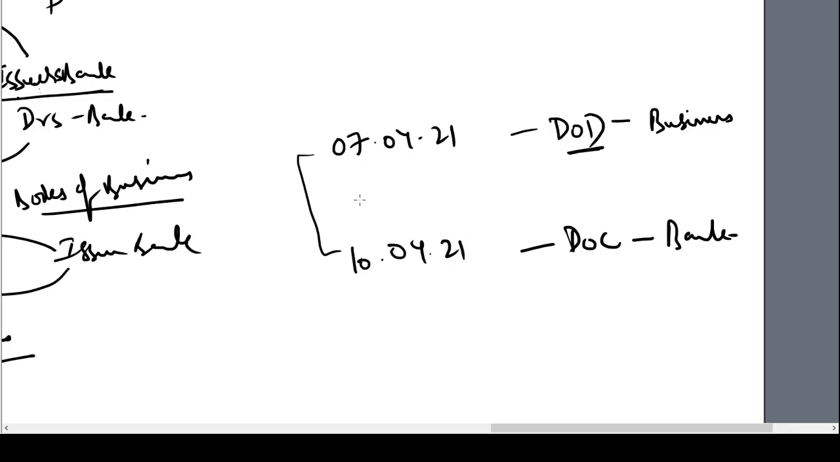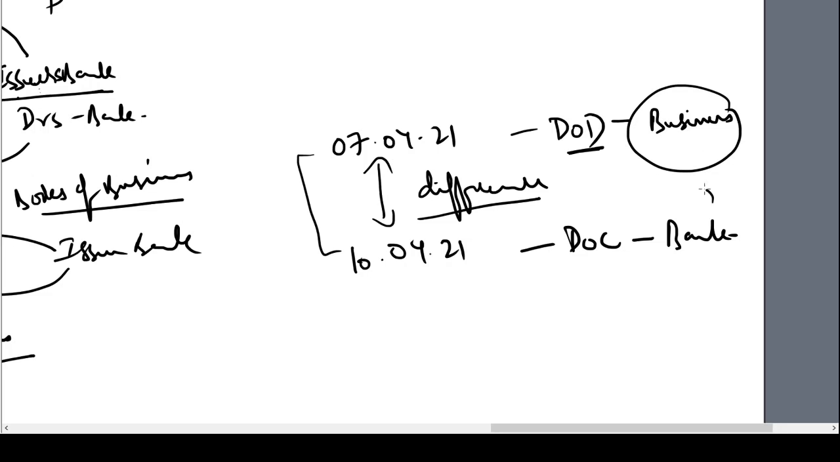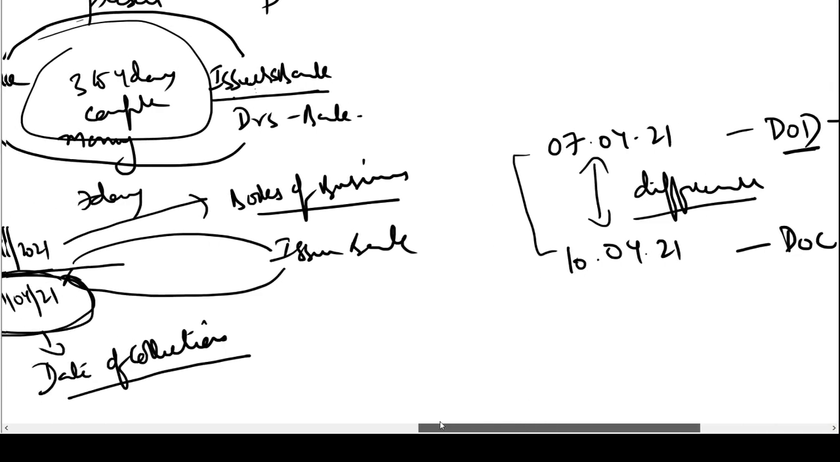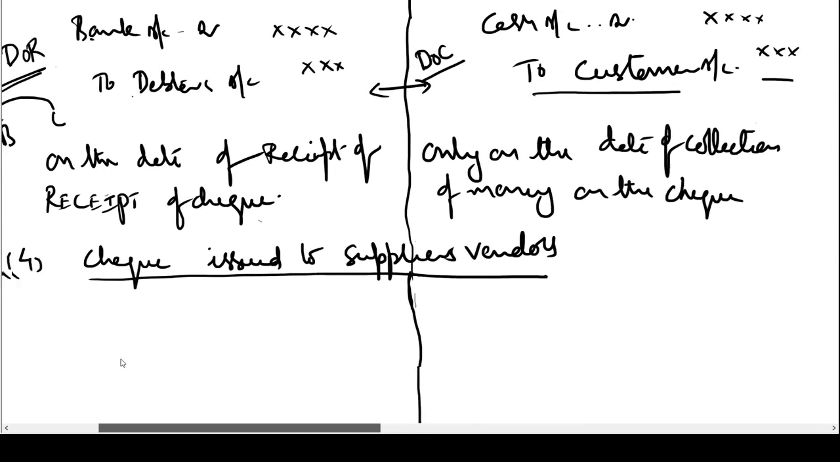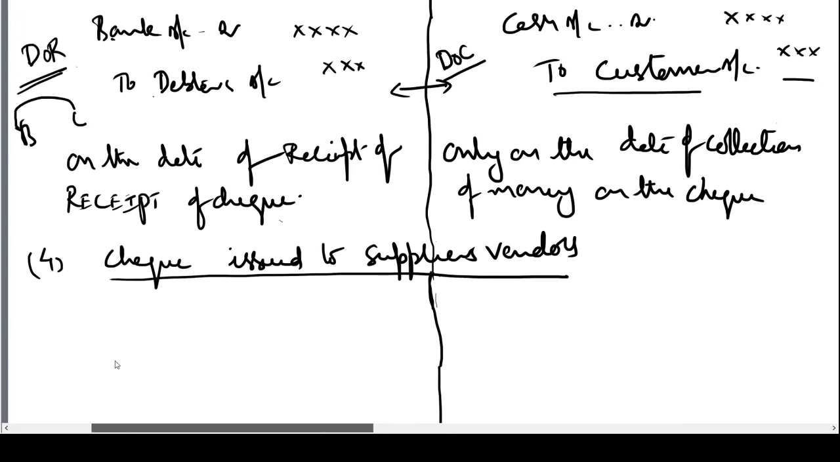So in between these dates, that means in this gap, there can be a difference in the balances shown as per the books of the business and the books of the bank. Such differences are explained by preparation of a statement called the bank reconciliation statement.